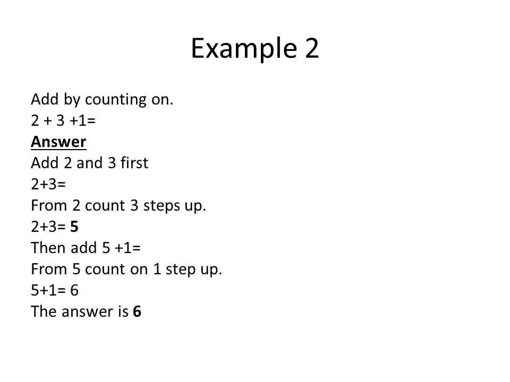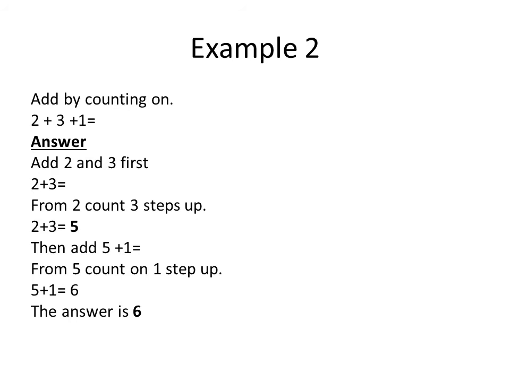2 plus 3. Now you have your 2 counters, then you also have your 3 counters. Put them together and add. From 2, count 3 steps up. So you put them all together and count. When you count, you get 2 plus 3 as 5. Then add 5 plus 1.